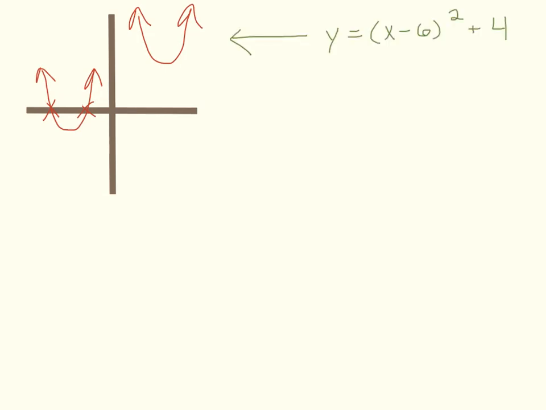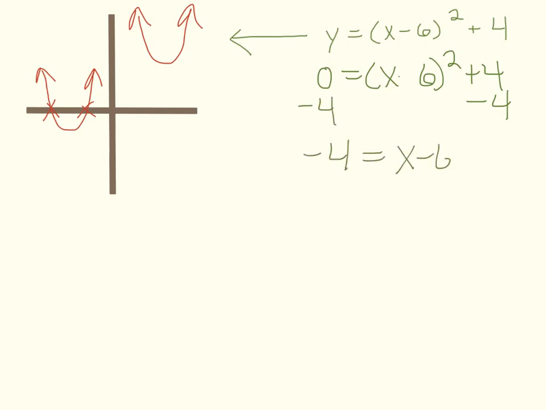For example, this one, suppose the equation for it was y equals (x minus 6) squared plus 4. And if we wanted to solve, we would set it equal to 0, right? 0 equals (x minus 6) squared plus 4. And then we would take away 4 from both sides. And now we have negative 4 equals (x minus 6) squared.